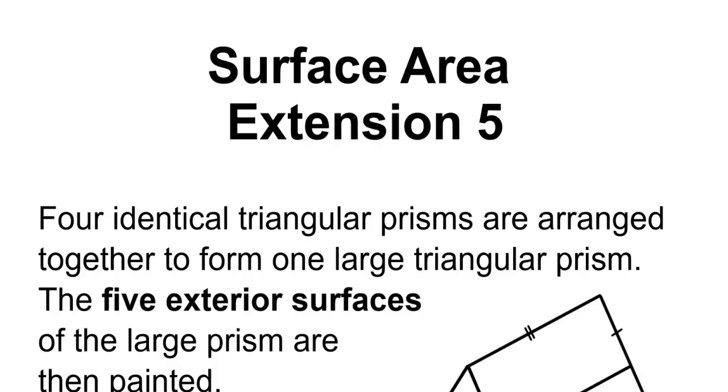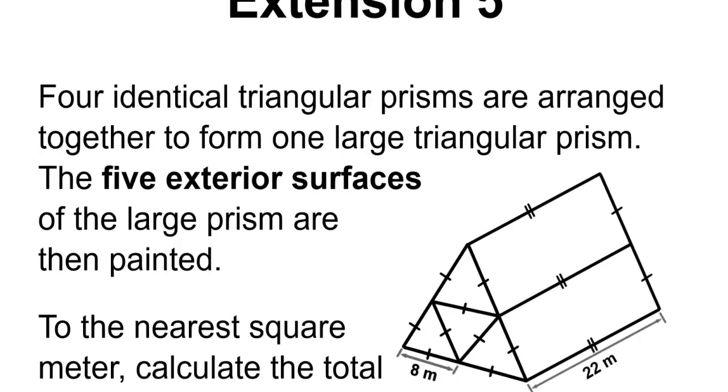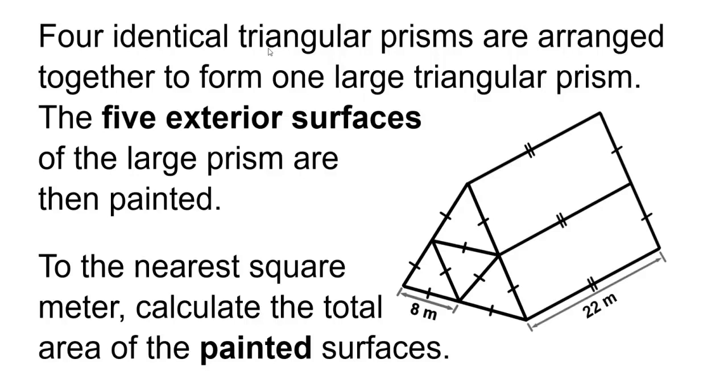Surface area, extension 5. 4 identical triangular prisms are arranged together to form one large triangular prism. The 5 exterior surfaces of the large prism are then painted. To the nearest square meter, calculate the total area of the painted surfaces.